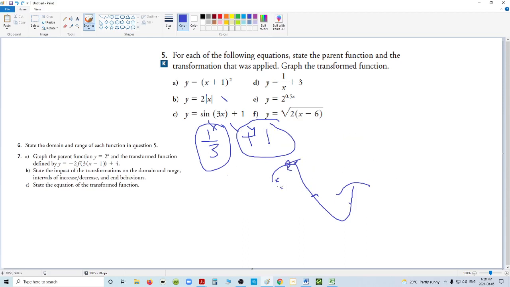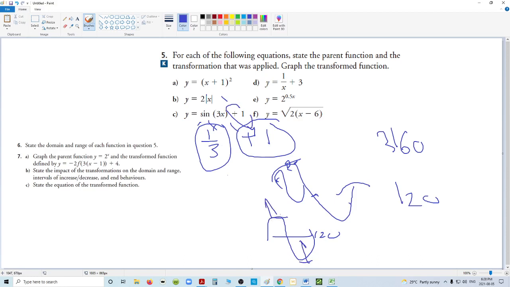You'll discover it's got a third of a period. What is a third of 360? It's 120. So you'll discover this whole thing completes after 120 degrees. And with the shift up, all the maximums and the minimums will go up by 1, as will the axis.